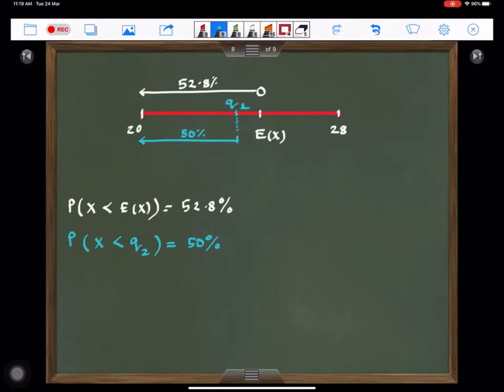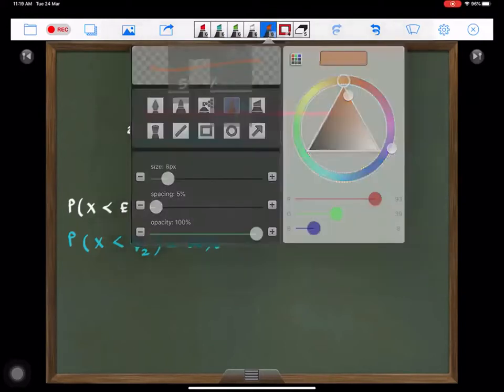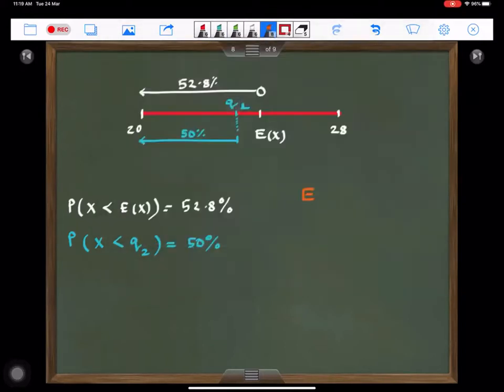Probability X less than expectation of X is approximately 53%. Probability X lesser than Q2 is 50%. The number line of Q2 is shorter, whatever the lower limit is. We are going back of the lower limit. That means from our observation, we can comfortably say that in this scenario, expectation is greater than median, or median is lesser than expectation.